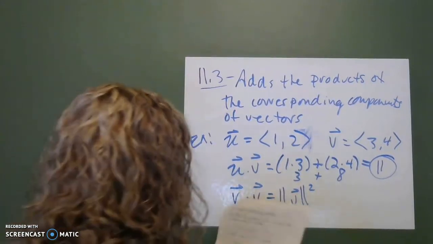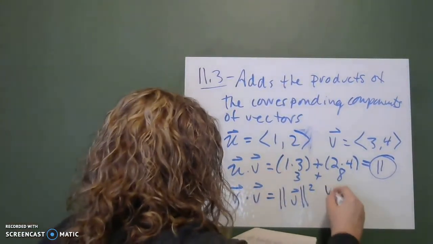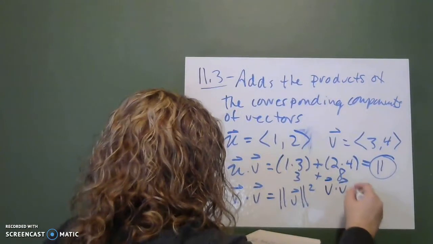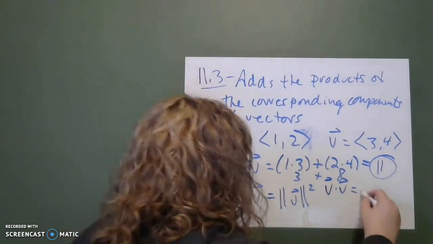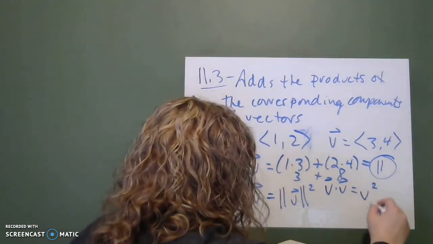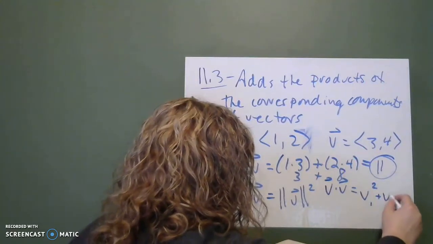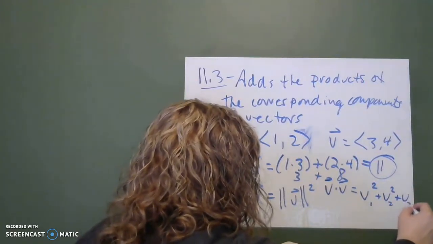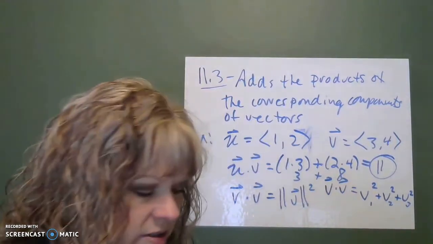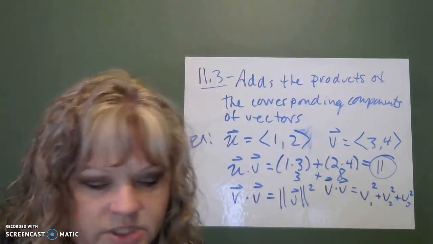Two other things to note there is that when you've got vector v times itself, you're also looking at it from the perspective of the first component squared, second component squared, third component squared. Okay? So let's do another example.